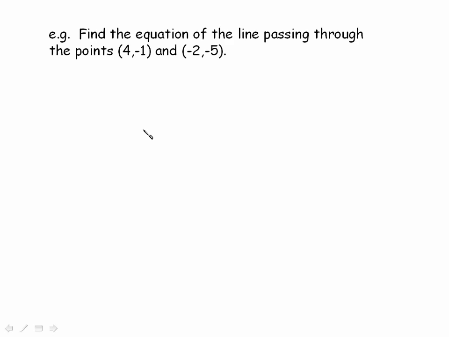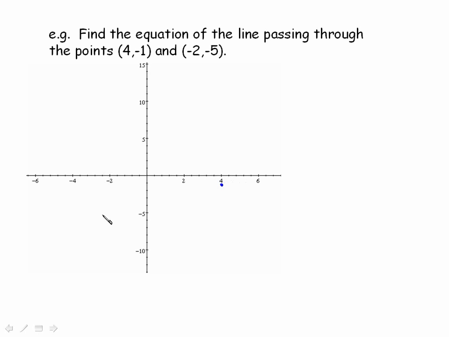So if we were asked to find the equation of this line passing through these 2 points, it's passing through 4, negative 1, and then negative 2, negative 5. So down yonder here. We don't have that much information to go with. We need to find the slope first off. So we find the slope.